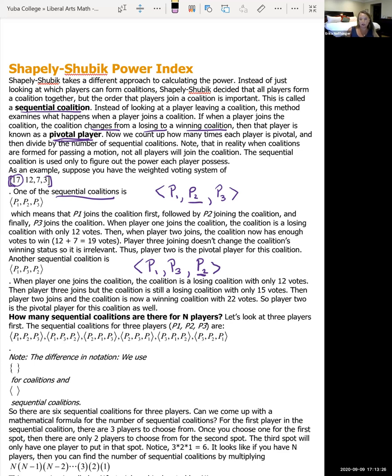So this is telling me the order that they would be coming into the coalition. And then the underline is telling me which is the pivotal player, which one made it go from a losing coalition to a winning coalition.